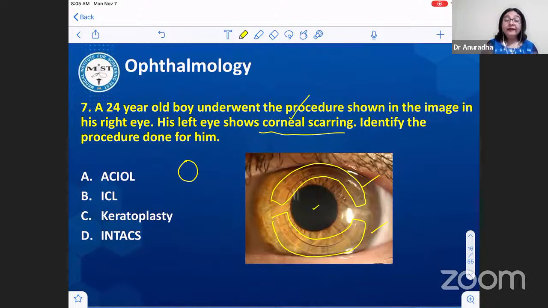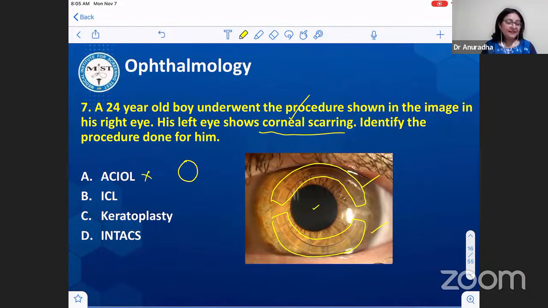And when they are giving you a hint of corneal scarring in the other eye, try to see what additional information the examiner is giving you. When he's specifically telling you about corneal scarring in the other eye, I will not think about the lens then. I will think about the corneal diseases. Anterior chamber lens in any case will be a round optic, not semicircular rings. So that is ruled out.